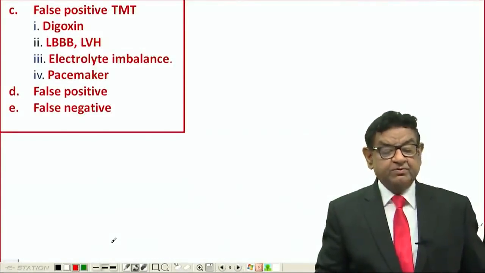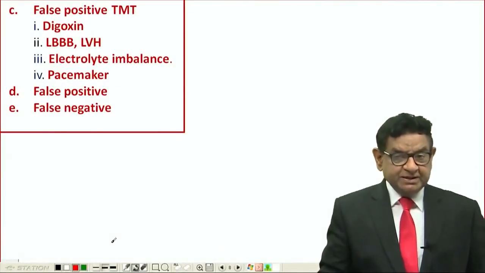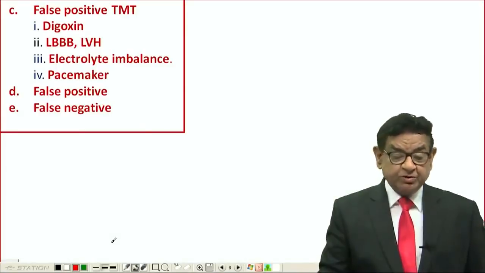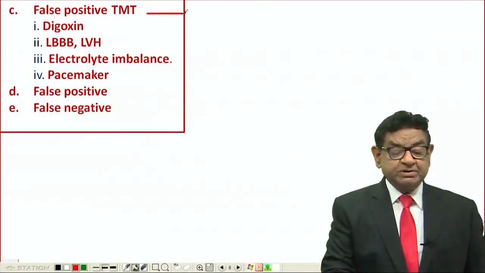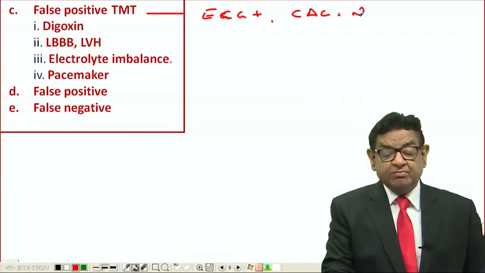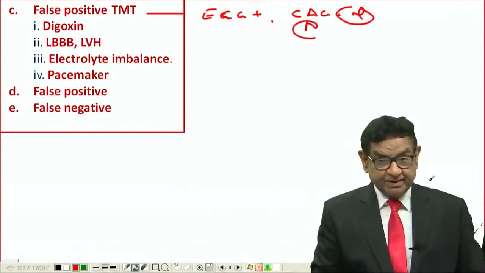So now, what are the conditions where we may get a false positive TMT? That means patients are showing ECG changes but coronary angiography is normal. So false positive means ECG findings are there but coronary angiography is normal. Coronary angiography is normal, we call it false positive TMT.